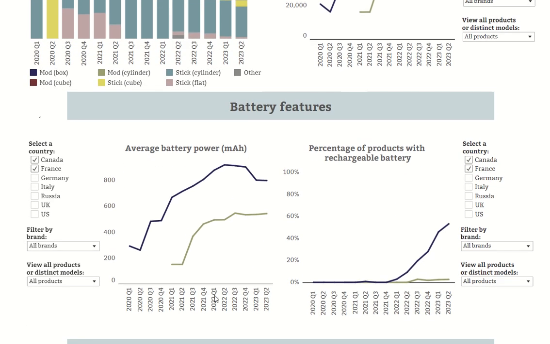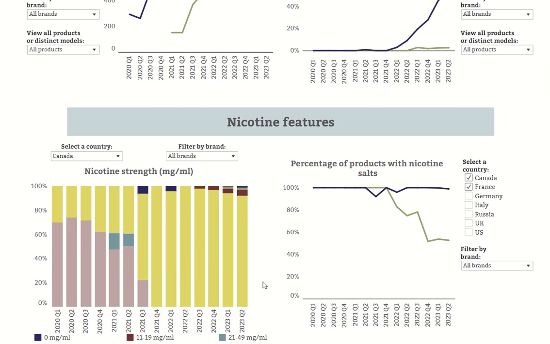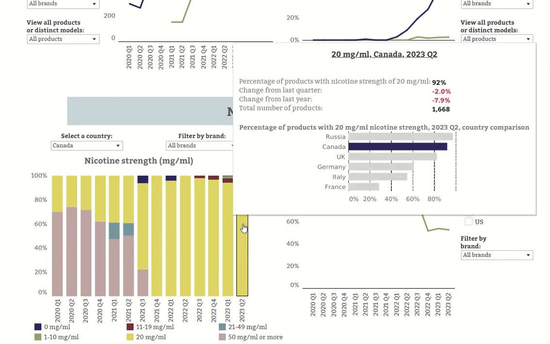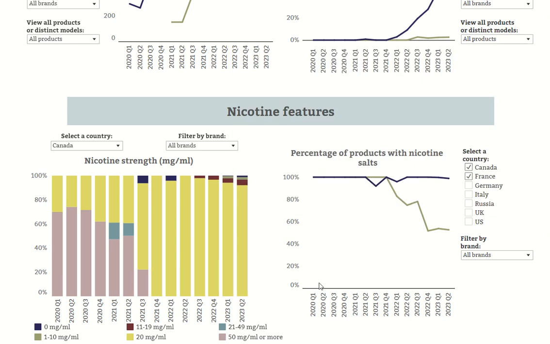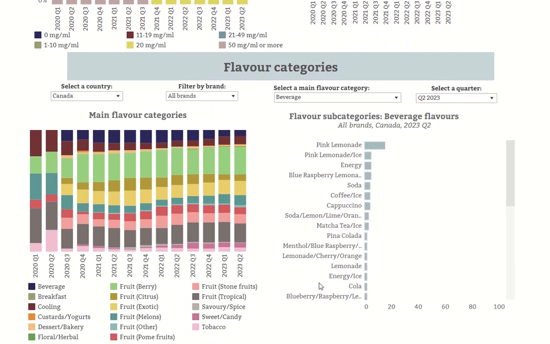We also look at battery features, the average battery power and the percentage of products with a rechargeable battery, at nicotine features, so nicotine strength in terms of milligrams per milliliter. Again, users can hover over a point in the graph for a country comparison of a specific strength in a specific quarter. Also, changes in the percentage of products with nicotine salts over time, and also flavor categories, be it main flavor categories or flavor subcategories.